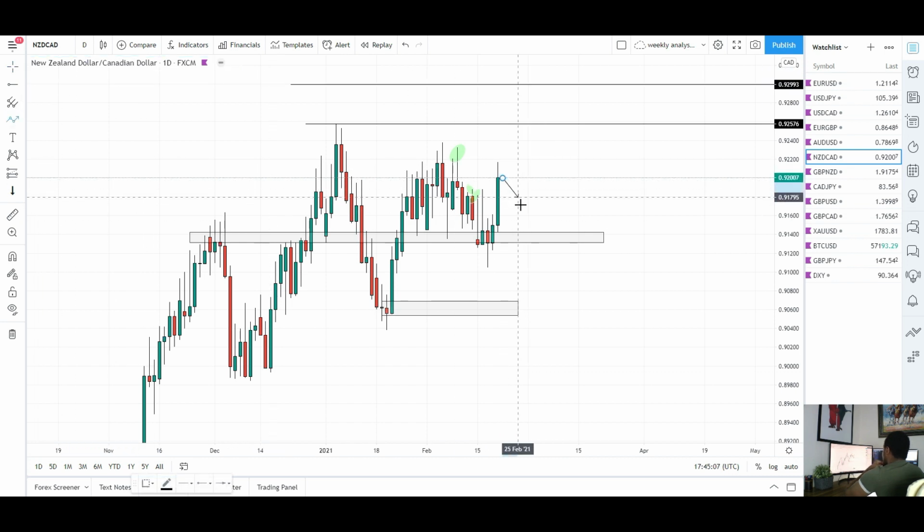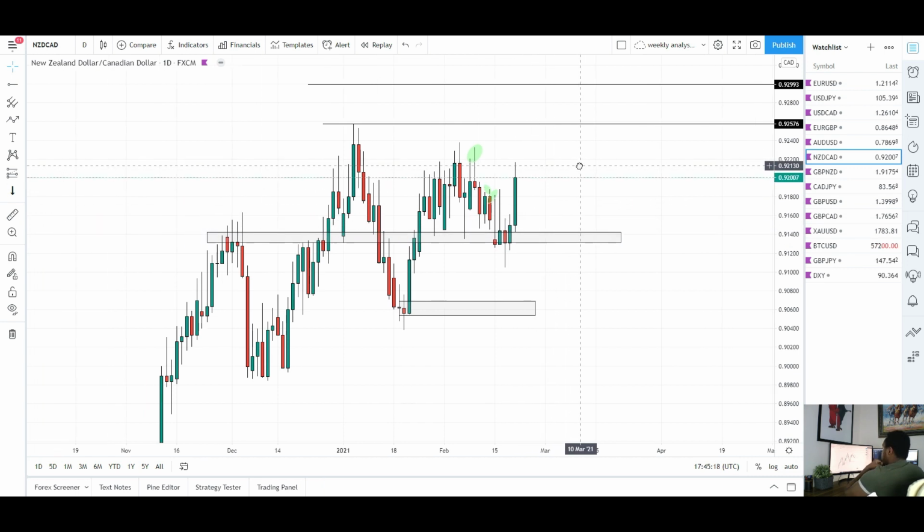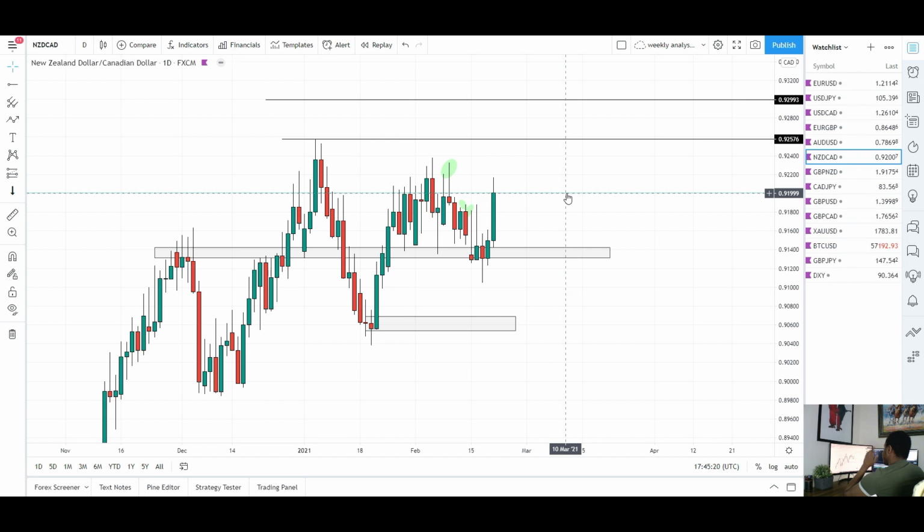There's a possibility we could fall back down, retest the area of support, and then see the move to the upside, because again, the price is very, very choppy in this area, so it could easily find some resistance, see a push to the downside first before going up. But I still think the bigger move for NZD CAD for next week is still to the upside.